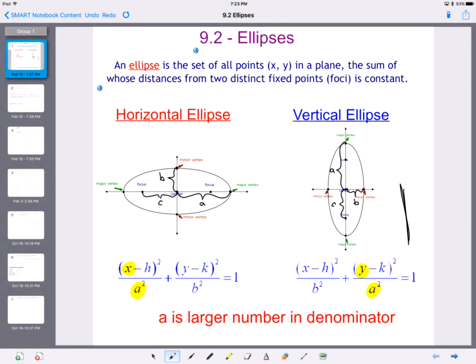You're going to have to pick some ways to remember some of this stuff as you go through and do it. But the a value is always the largest, and the ellipse is always equal to 1, where a circle is equal to the radius squared. So those are the differences and similarities between an ellipse and a circle.